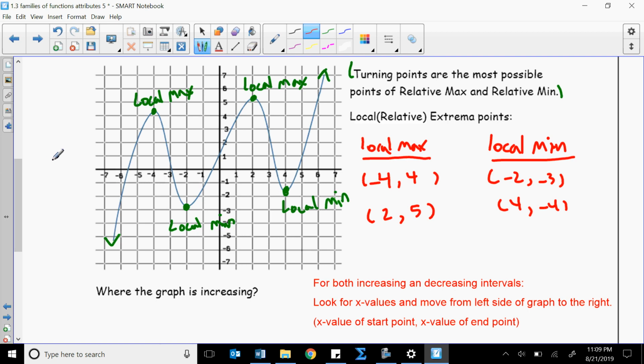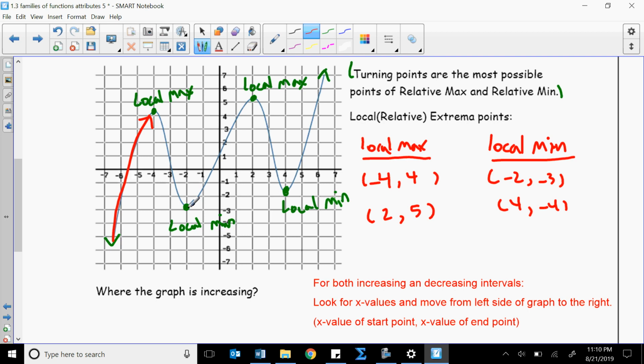As I move from left to right, I see that the direction of my graph from this point to this one is going up. So it's increasing here because y is going up. Although I have an arrow here, I ignore this. I just care about the direction of my function from left to right. What is happening to my y values? They are increasing. So my function is increasing here.